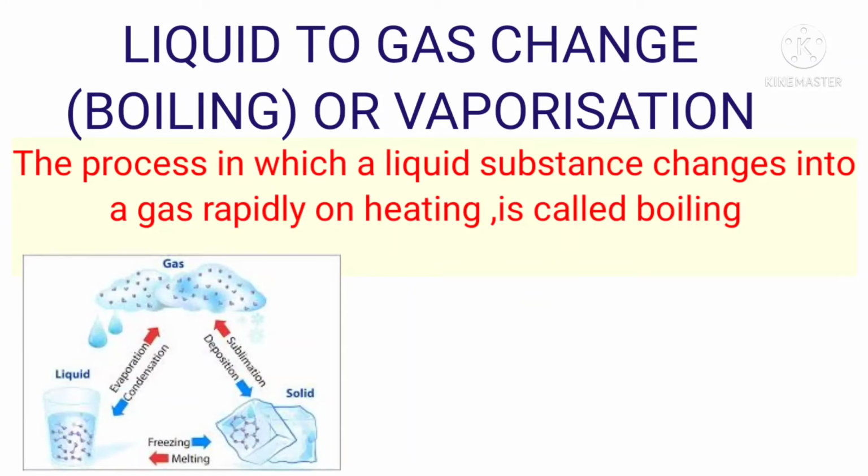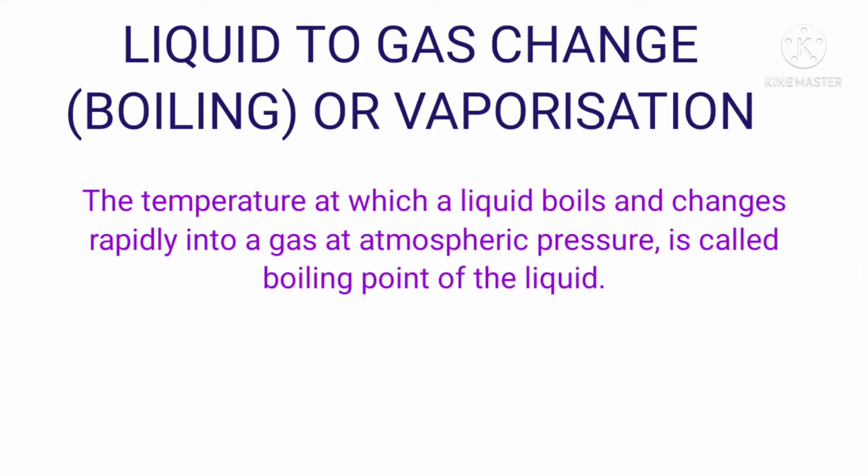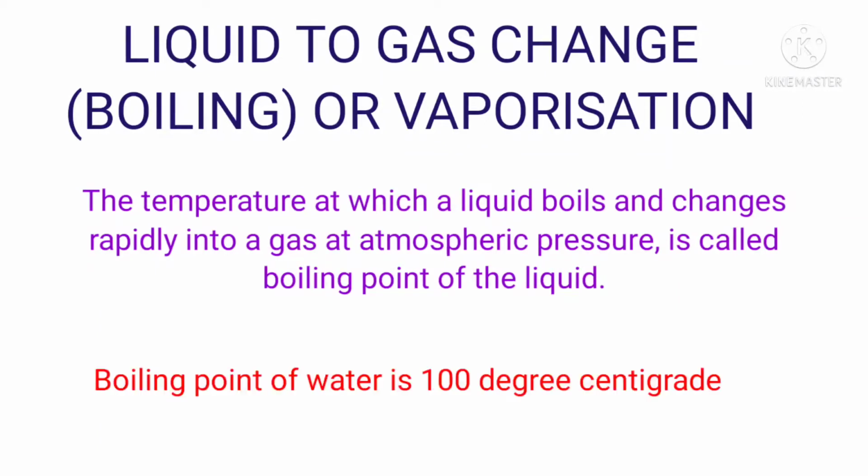Next, we are going to discuss the liquid to gas stage. Water normally exists in the liquid stage. On heating water, it ultimately starts boiling and changes rapidly into gas. The process in which a liquid substance changes into a gas rapidly on heating is called boiling or vaporization. And boiling also takes place at a fixed temperature. The temperature at which a liquid boils and changes rapidly into gas at atmospheric pressure is called the boiling point of the liquid. And the boiling point of water is 100 degrees Celsius.